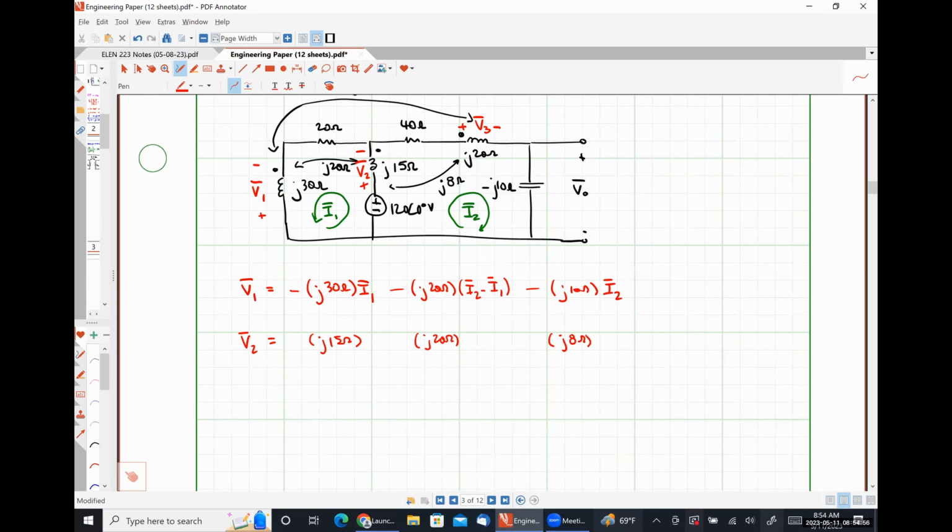Okay. So now let's think about how to make these positive, just for the sake of argument, right? So what is the current flowing into the undotted terminal of the J15 ohm inductor?